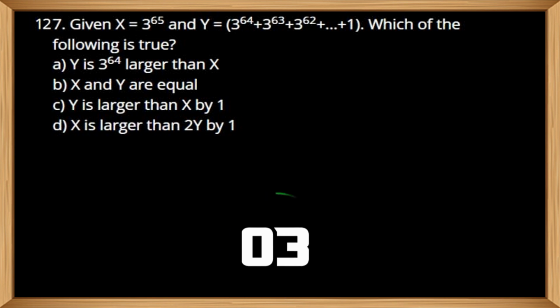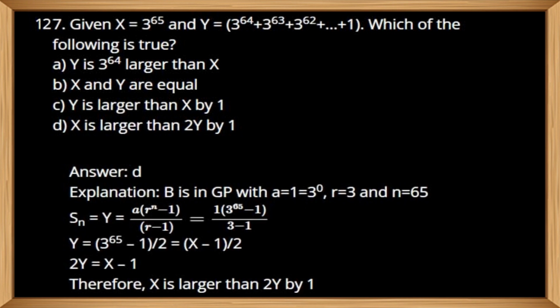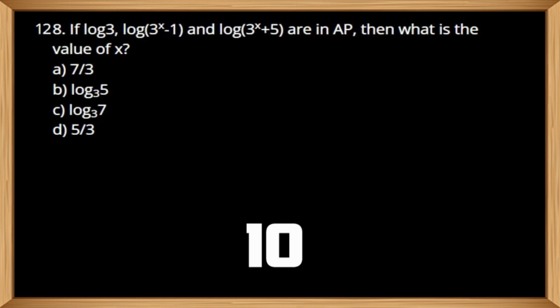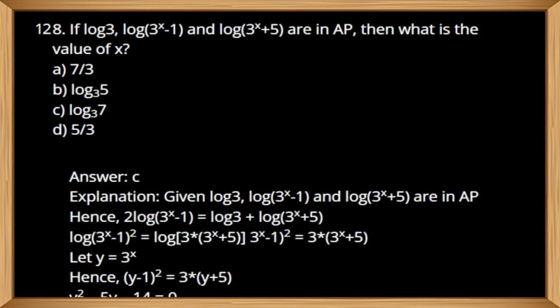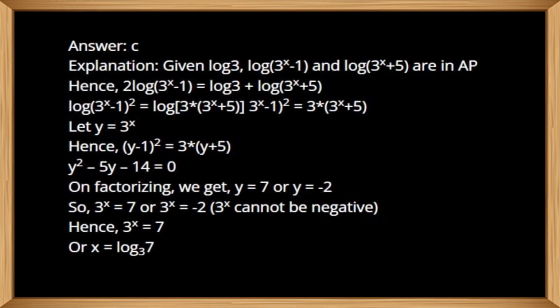Given x is equal to 3 power 65 and y is equal to the sum of 3 power 64 up to 3 power 0, which of the following is true? Option D: x is larger than y by 1. If log 3x minus 1 and log 3x plus 5 are in AP, then what is the value of x? Option C: log 7 base 3.